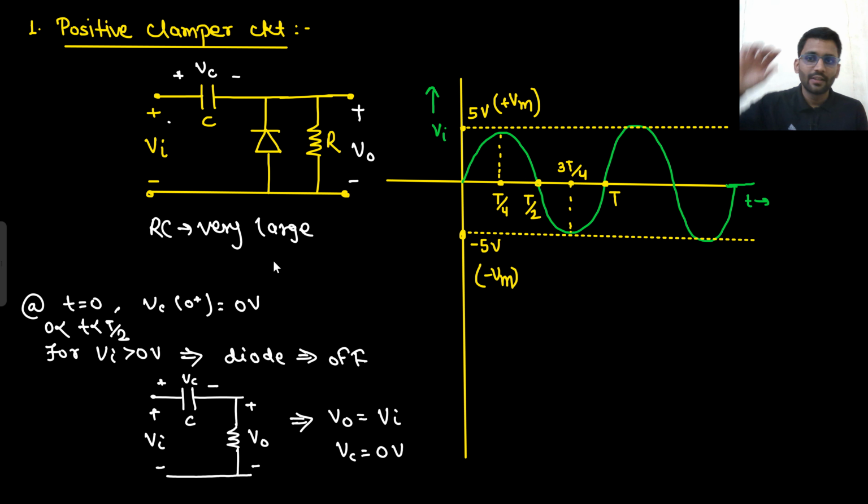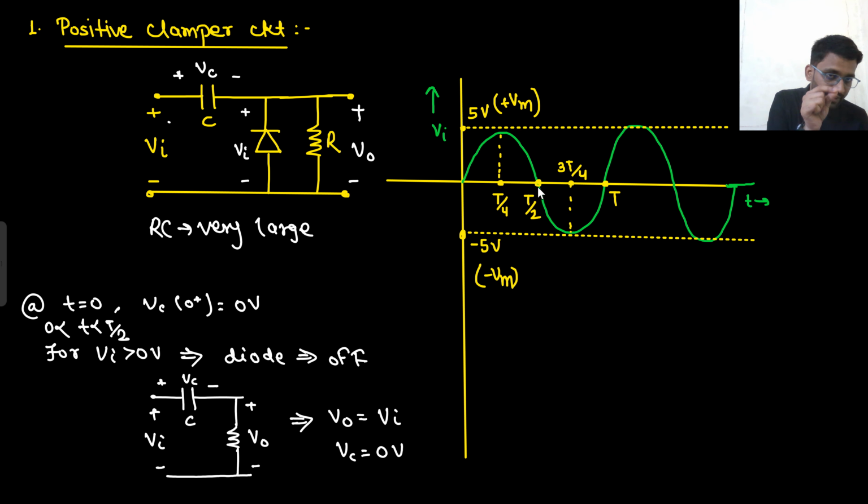What will happen? The capacitor is discharged only. The capacitor is at 0 volt only. There is no charge on the capacitor. So again, the complete input voltage will be going across the diode. No problem with that. Now this complete voltage is going across the diode.